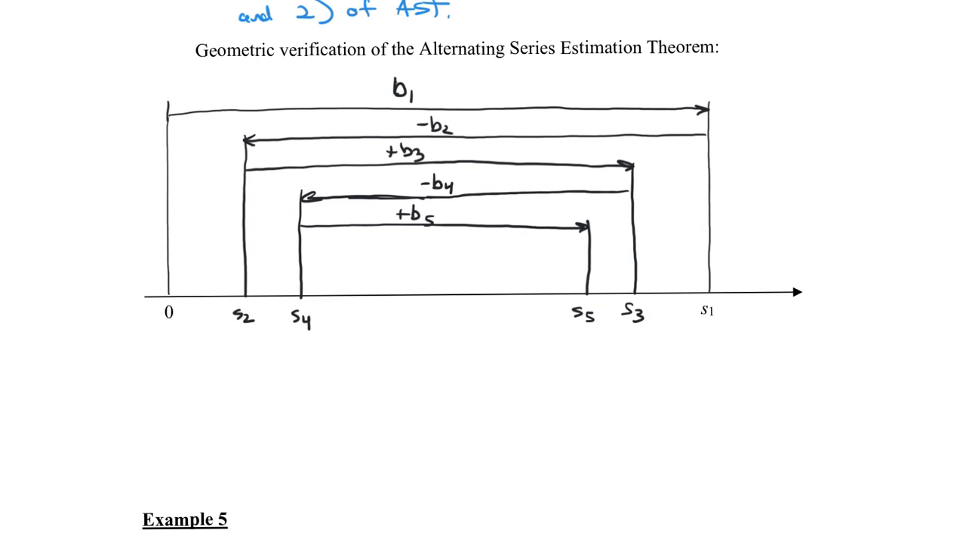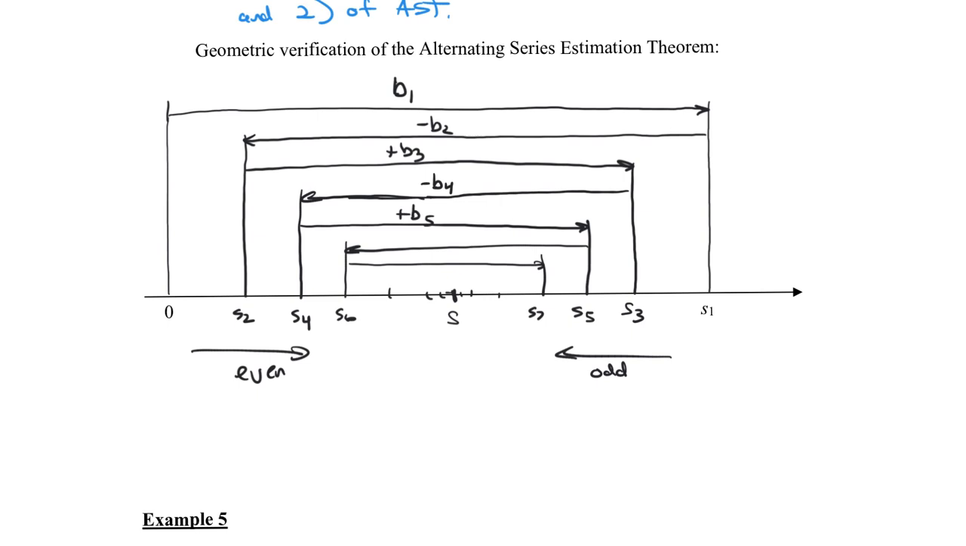And what's going to happen is we're just going to keep going back here and then back here. This will be s sub 6, this will be s sub 7. But basically we're going to go back and forth, and we're going to get closer and closer to the actual sum, s. So all the even terms are heading here. All the odd terms are headed here. So everything's heading towards the actual sum s.